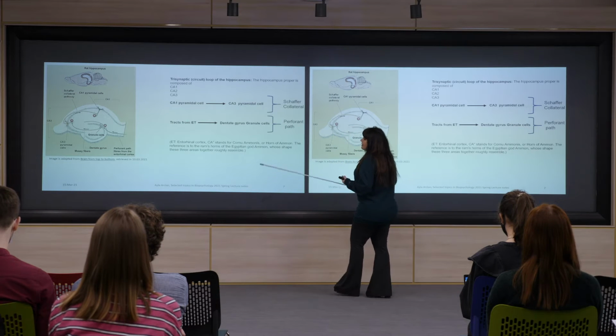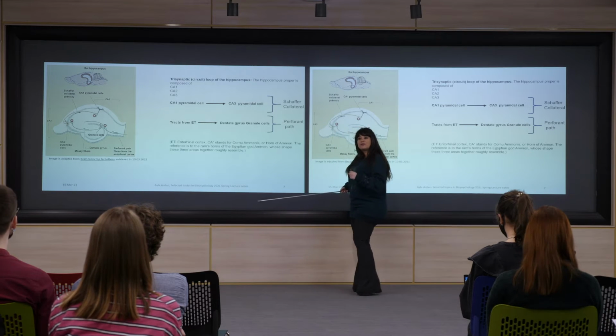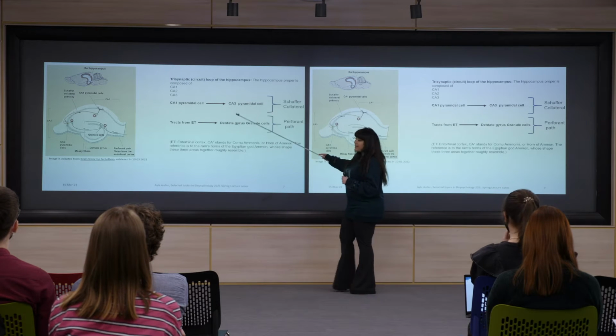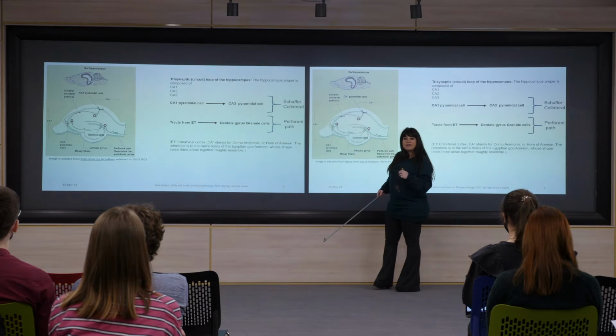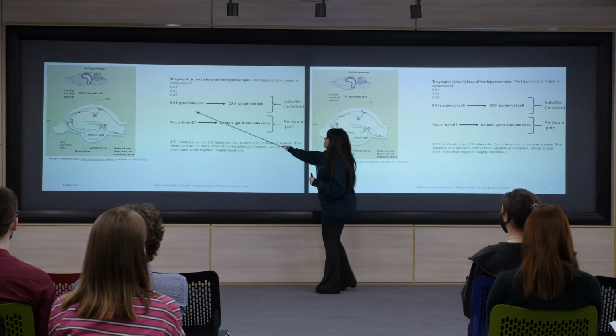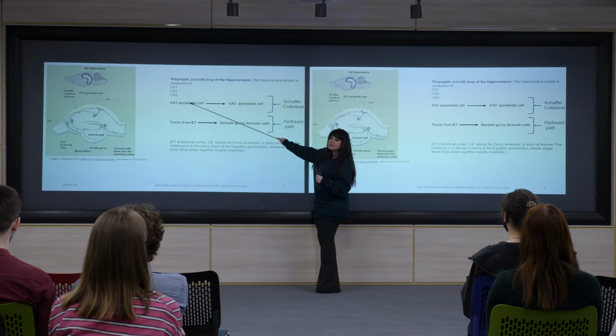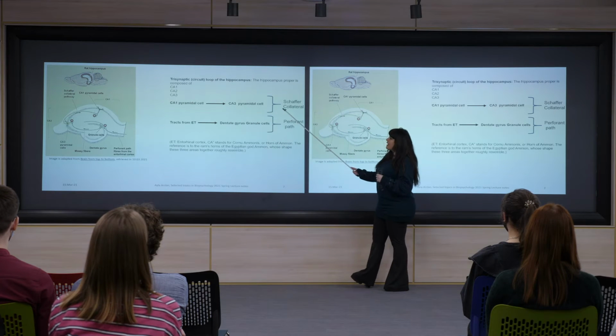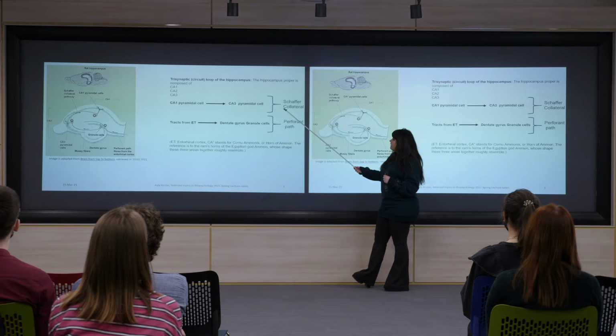Both granule cells and pyramidal cells are excitatory cells, and the way they are connected with each other has a specific name. For example, when the CA1 pyramidal neuron projects to the CA3 pyramidal cell, that connection is called the Schaffer collateral.